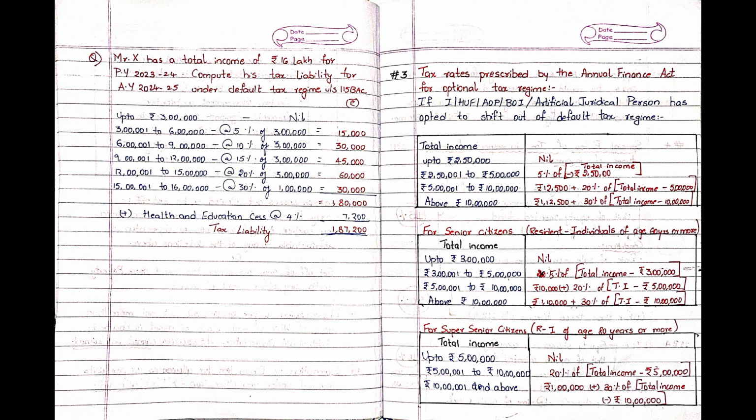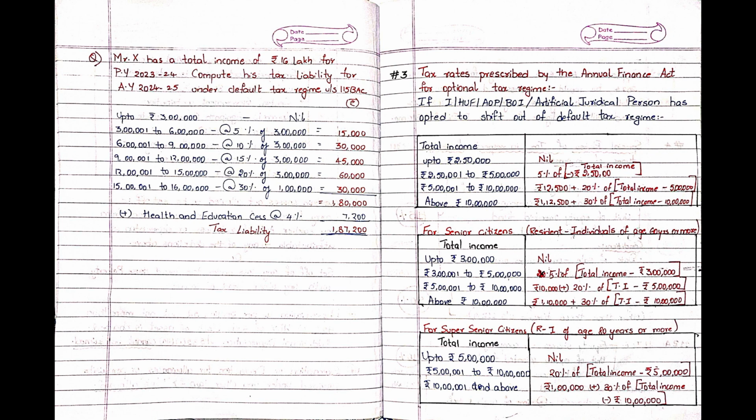So up to 3 lakh, no tax is charged. If the total income exceeds 3 lakh and it is up to rupees 5 lakh, the tax rate is 5% of total income minus 3 lakh. And if it exceeds 5 lakh and it is up to rupees 10 lakh, the tax is charged at 20% of total income minus 5 lakh plus rupees 10,000 is added. For total income exceeding rupees 10 lakh, the tax is charged at 30% of total income minus 10 lakh plus 1 lakh 10,000 is added.